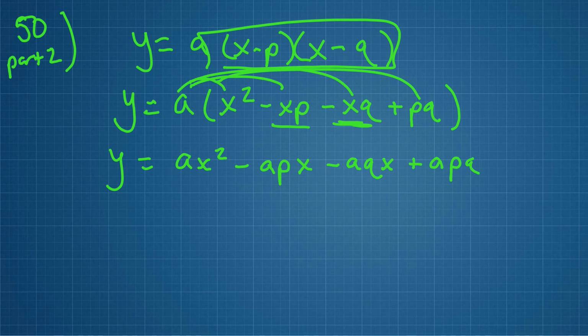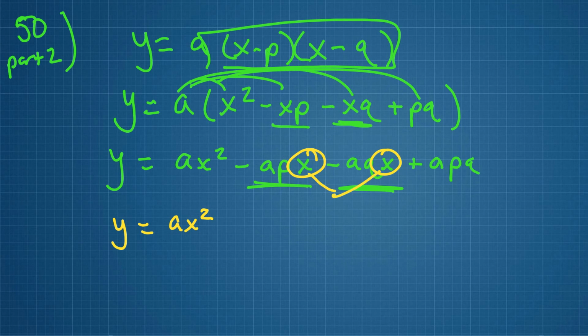Now this isn't in standard form because it's got two b's. Can't have two b's, so I'm going to do a little trick. This is the hardest part of this one. They both have an x in common, so I'm going to pull out that x and rewrite it. y equals ax squared, which I leave alone, then I pull out the common x from the other two terms, and inside the parentheses is minus ap minus aq. That's like factoring out the common term.